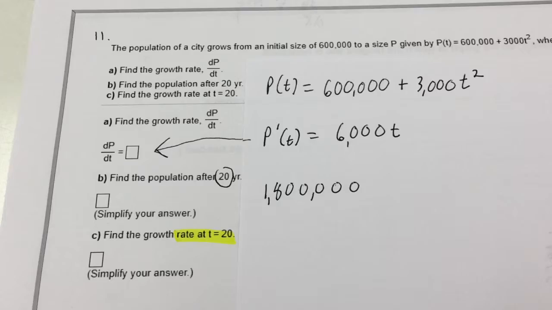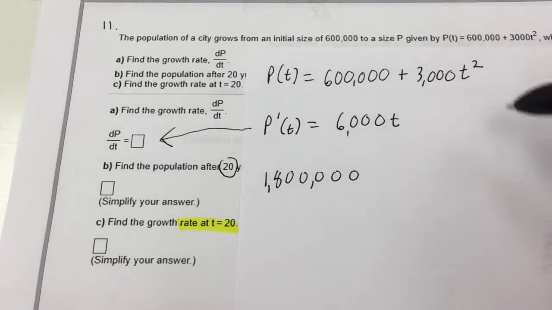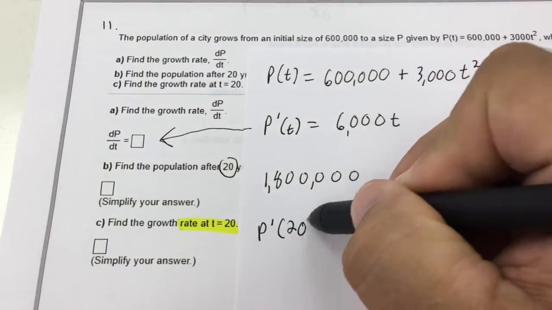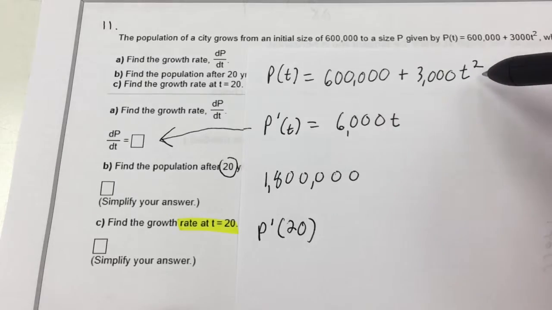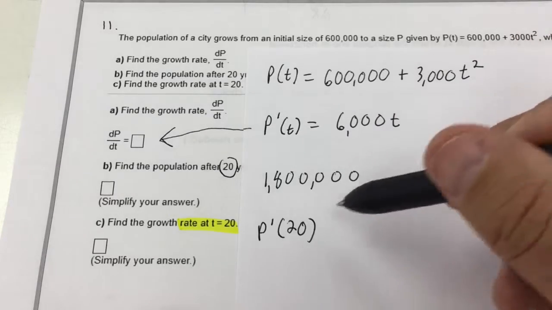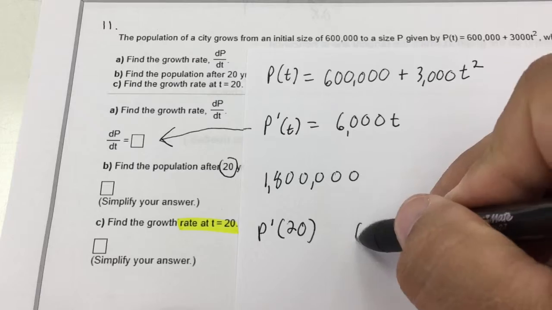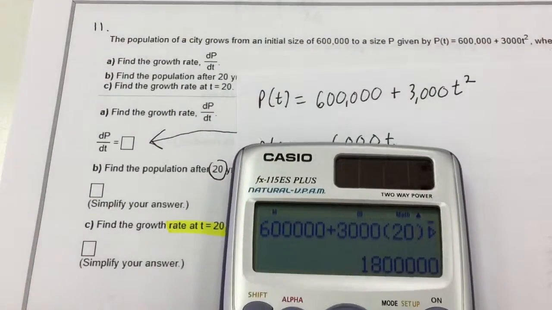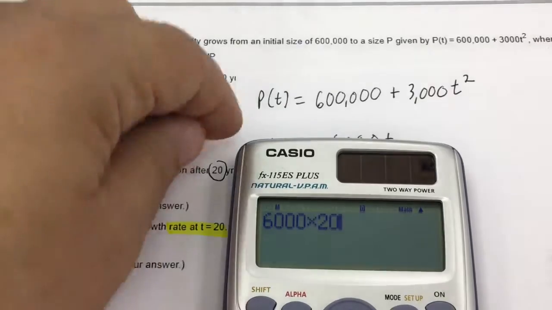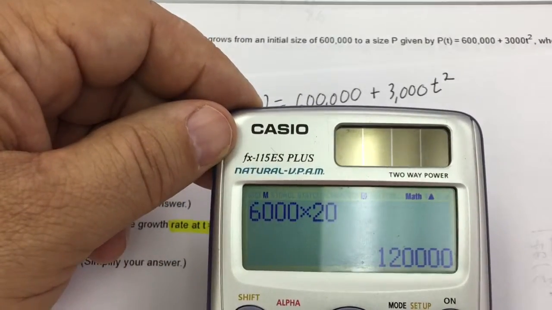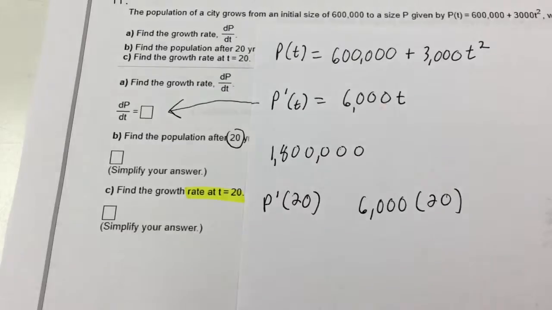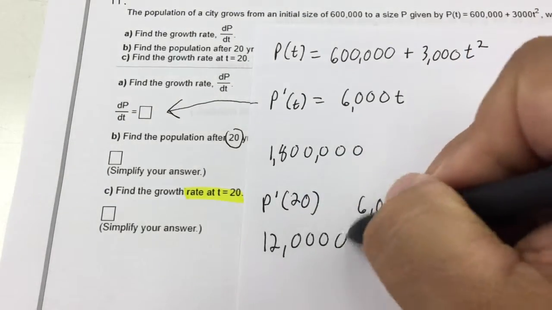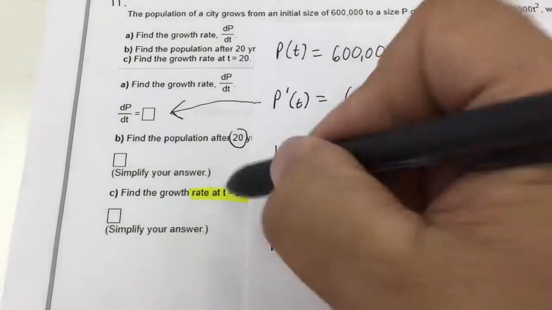Now there are two ways to do the last part. I could either take the 20 and plug it into my derivative, that would be p prime of 20, or I can use the calculator and throw 20 into the original using the ddx button. I'm going to take the 20 and throw it into t. So it's going to be 6,000 times 20. So I get a 12 with 4 zeros. Sorry, 120,000.